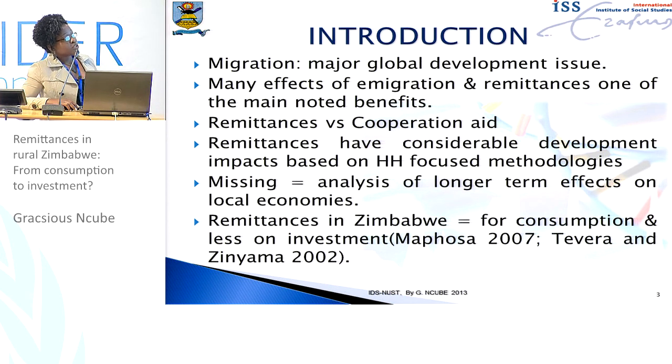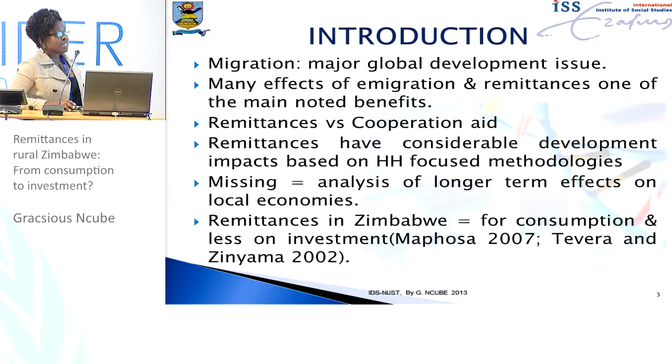And there are many effects of emigration, and remittances are one of the main noted benefits, specifically in most African countries and some Asian countries. It has also been noted that remittances now form a bigger chunk of monetary inflows into most of these developing countries compared to cooperation aid. And remittances have considerable development impacts based on household-focused methodologies, where households are being used as the unit of analysis.